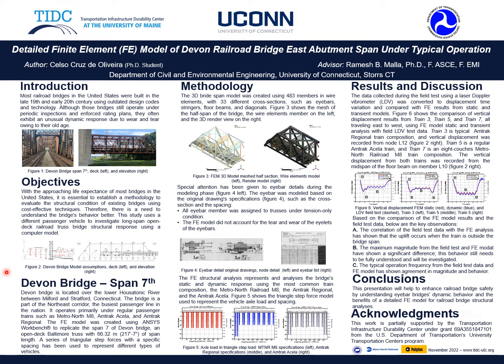So what we did, we understand that if we create a model, the model will not fully represent the current structure behavior, but will help us to understand what the perfect scenario would be. So by using the finite element model, we are assuming that's the perfect scenario. So the main objective is to create models that will represent that perfect scenario, and we can compare with the field test data. So for that study, we use Devon span 7, which is the East Abutment span.